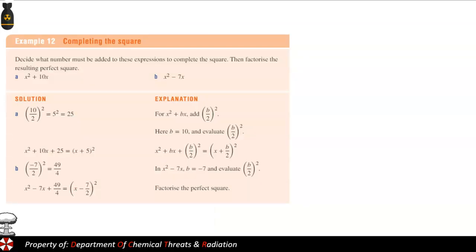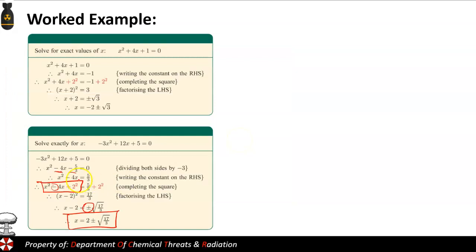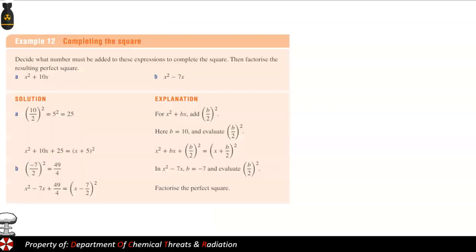There are some worked examples here. Again, this is from the other textbook, so they do it slightly different. They're really emphasizing this b on 2 process, whereas in the other example, they're not explicitly writing b on 2. They're just saying take the coefficient of the x and find its perfect square. So if it's 4, obviously it's 2 squared. If it's like 9, it's 3 squared. So that's the process. So there's some worked examples here if you want to follow through the slightly different way for a couple of different examples.